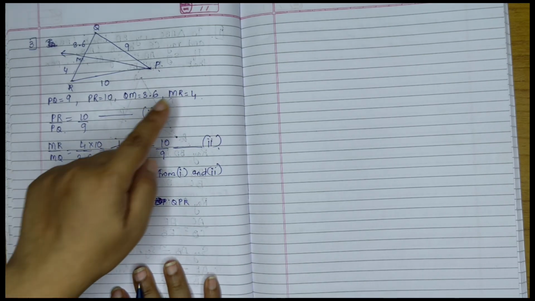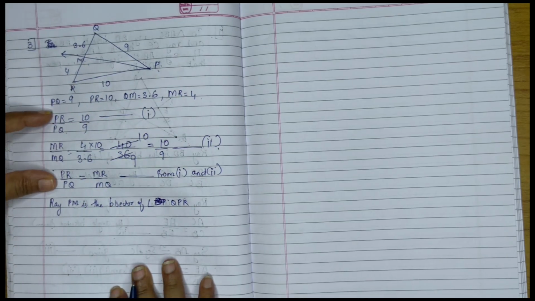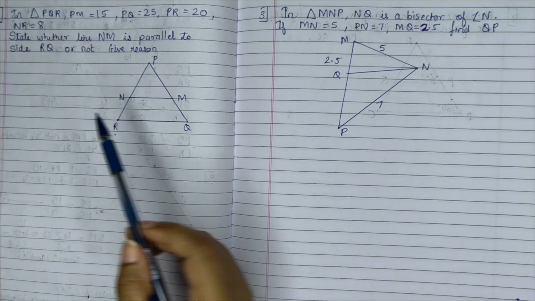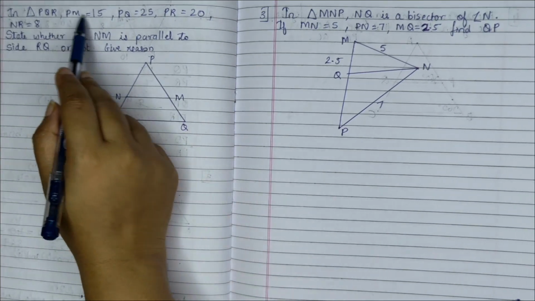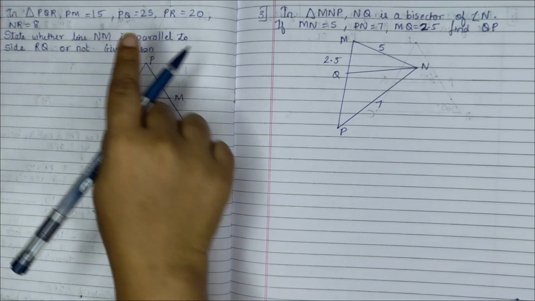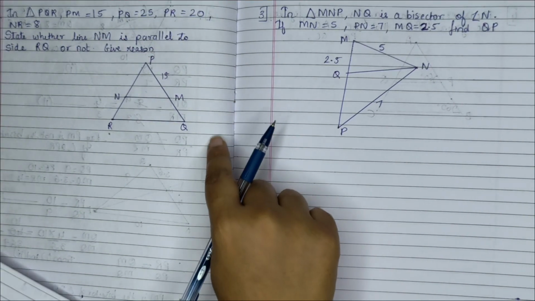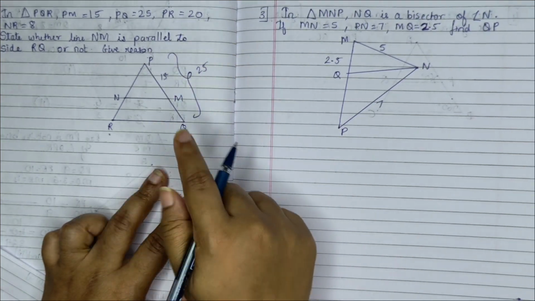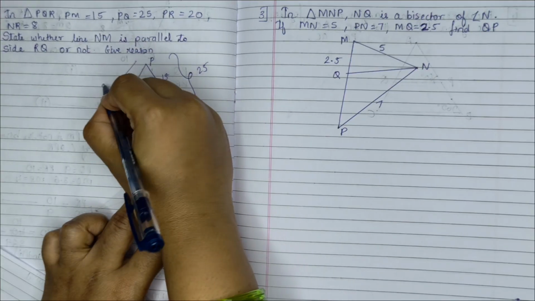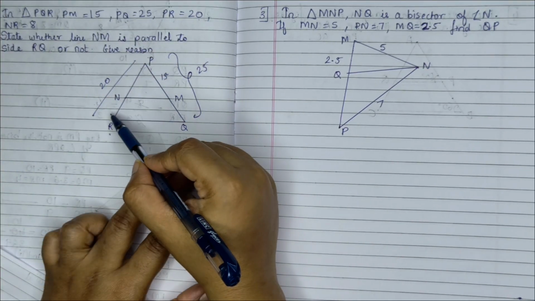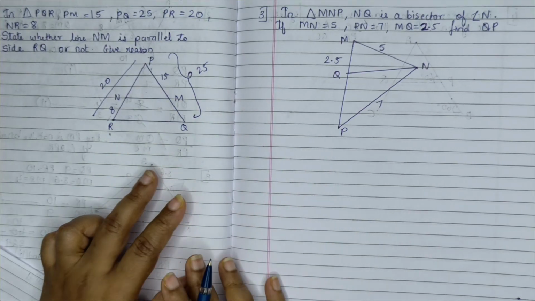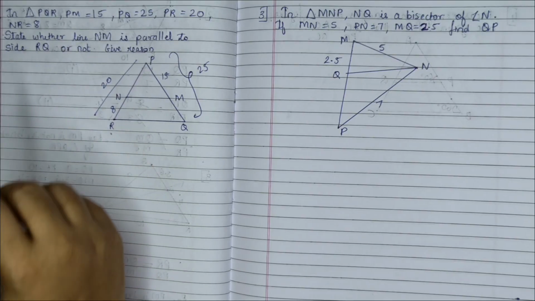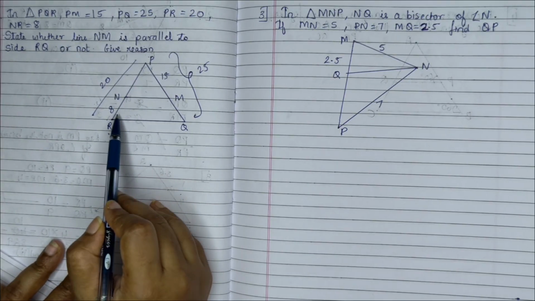QPR. Okay, ray PM is the bisector of angle QPR since both the sides are equal. Now see the second sum. In triangle PQR, PM is given 15, PQ, this whole thing, is 25, PR is 20, this whole thing is 20, and NR is 8. Okay, this is given. Now what is the question? State whether line NM is parallel to side RQ. We have to state whether NM is parallel to RQ.